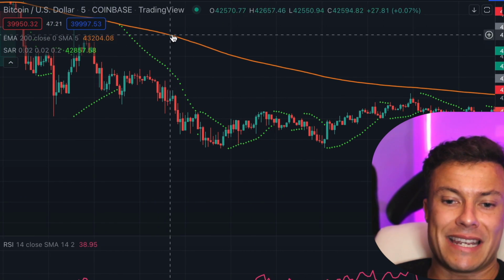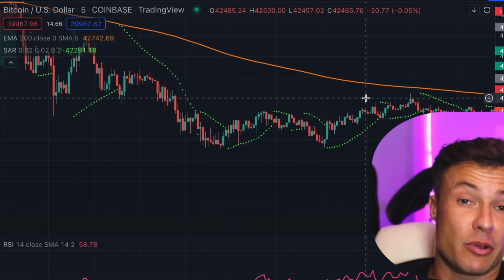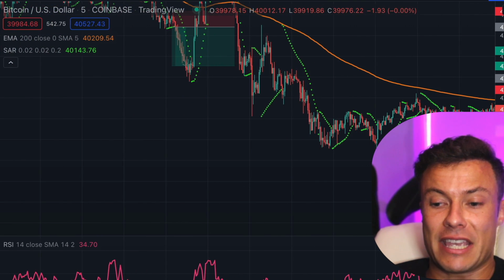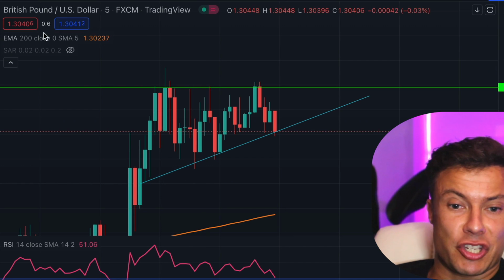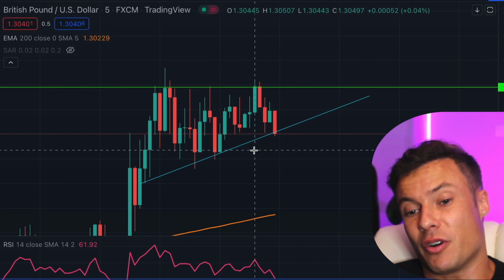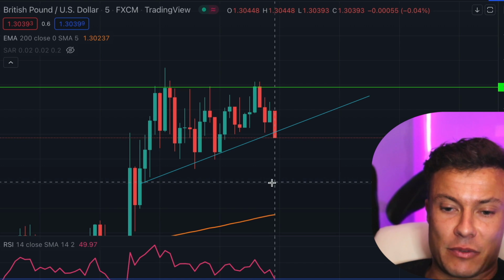As long as we're adhering to the rules of being above or below the EMA, as well as that on the RSI, then that is very key. Now another thing I want to show you guys, this is just looking at the GBP USD. Again, it works on crypto, works on Forex as well.